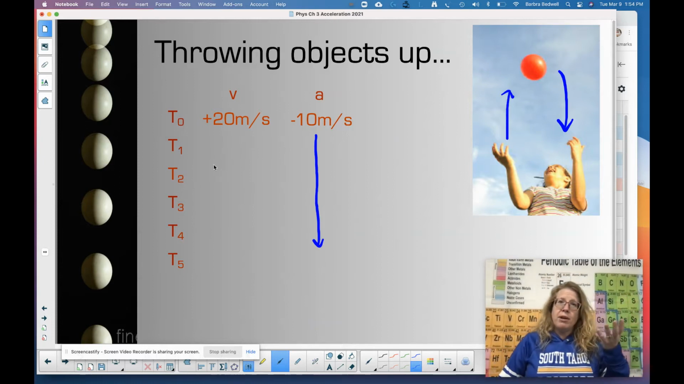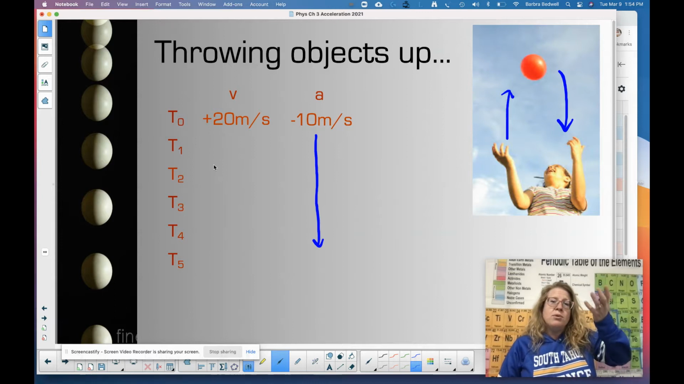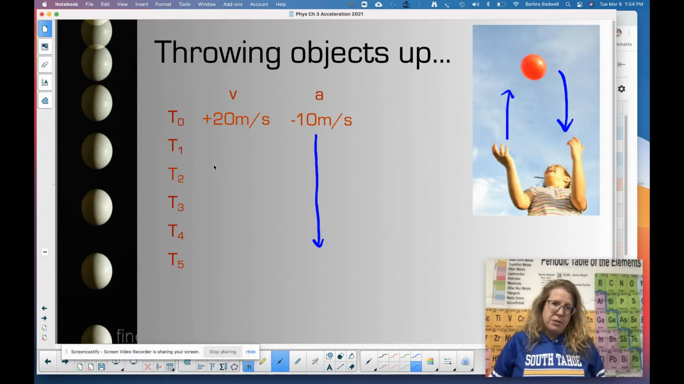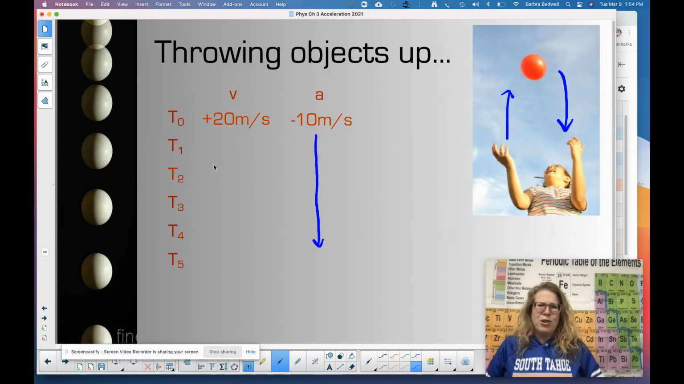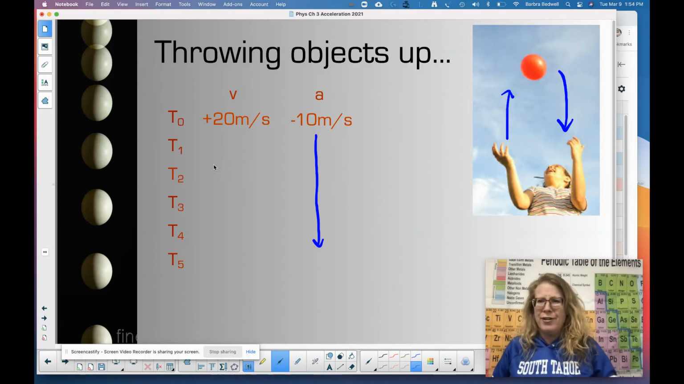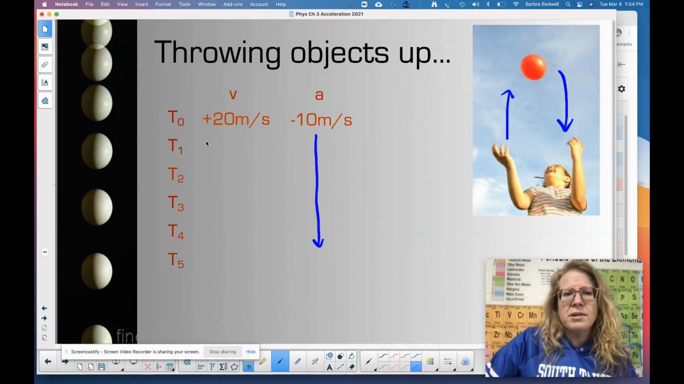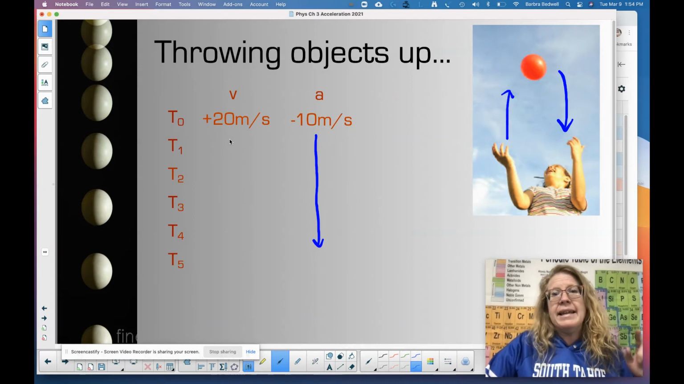Well, you throw it up really fast, and as you go up, it slows down. It'll eventually come to a stop, and then it'll start speeding back up as you go back downwards, right? You've seen this. Otherwise, if you threw it up and it didn't slow down, it'd just keep going up forever, right? It's got to slow down at some point in time. So you can kind of see how this works. It's accelerating at negative 10 meters per second downwards, right?